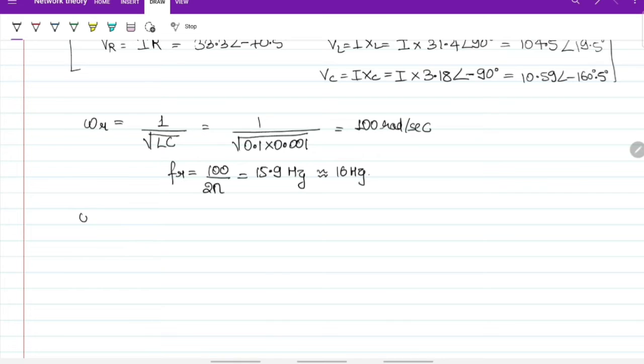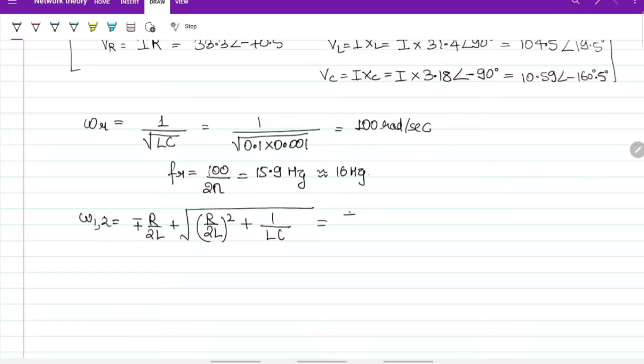Now omega 1 or 2 will be minus plus R by 2L plus under root of (R by 2L) whole square plus 1 by LC.